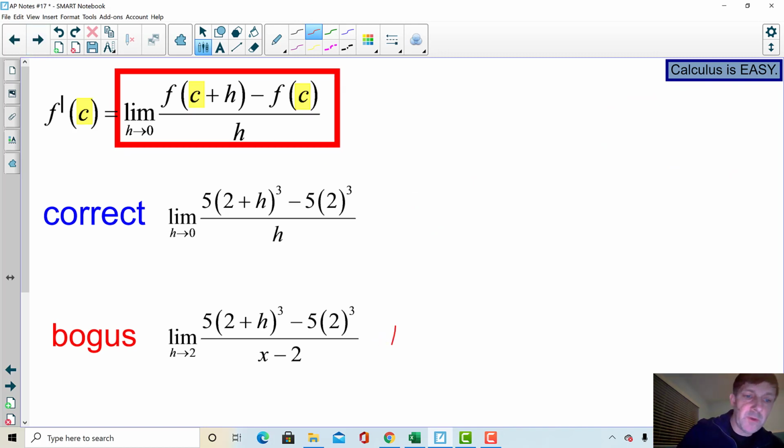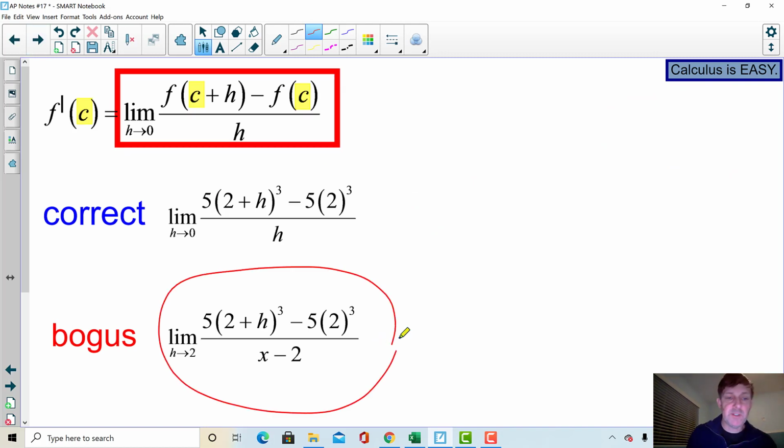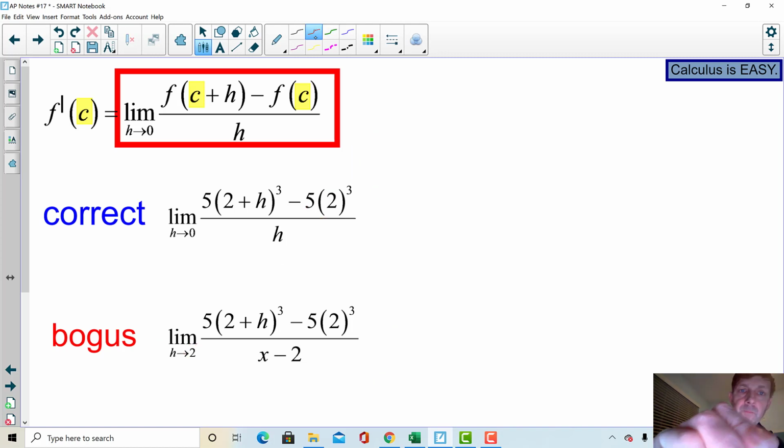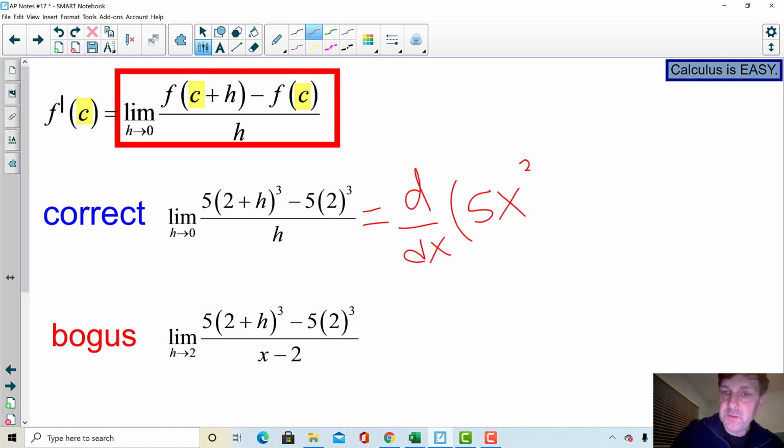Okay, same thing here. On the bottom, you see it's an example that does not match up. We should have the limit as h goes to 0. We have the limit as h goes to 2. That's not correct. If you look right here, it kind of shows you that this is the derivative of 5x to the third, but it's when x is 2. So again, this limit is equal to the derivative of 5x to the third when x is 2.